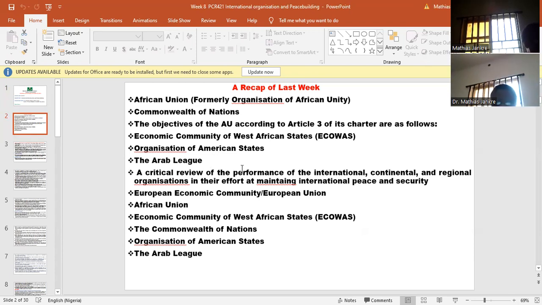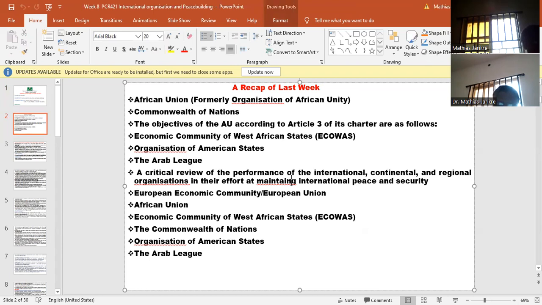We undertook a critical review of the performance of these international, continental, and regional organizations in their efforts at maintaining international peace and security. We also looked at the European Economic Community, or the EU, and the AU, the Economic Community of West African States, ECOWAS, and all of that, their implications.